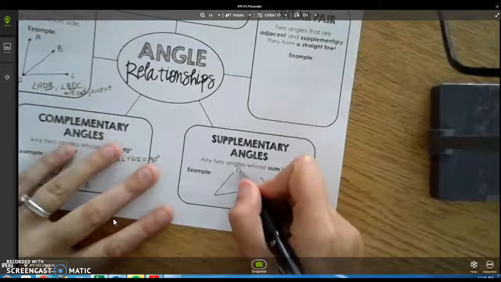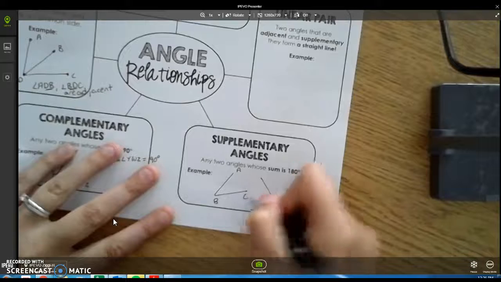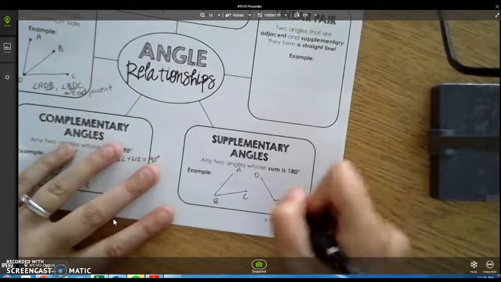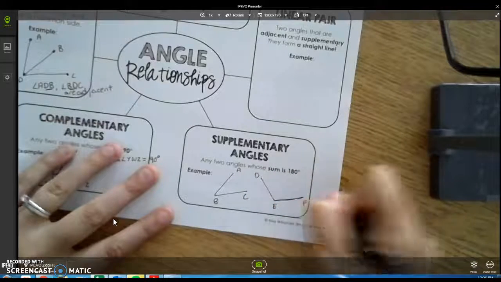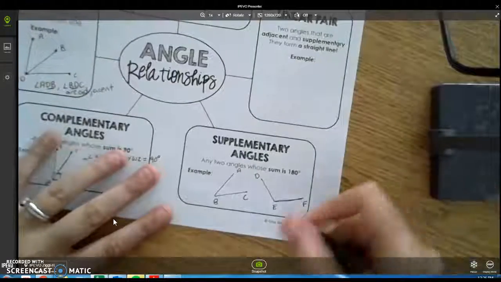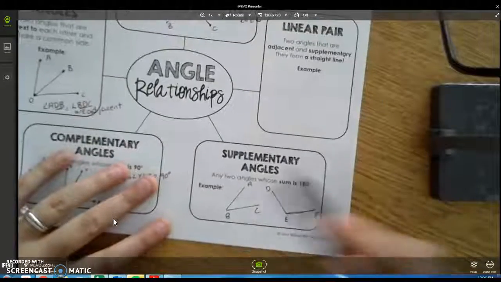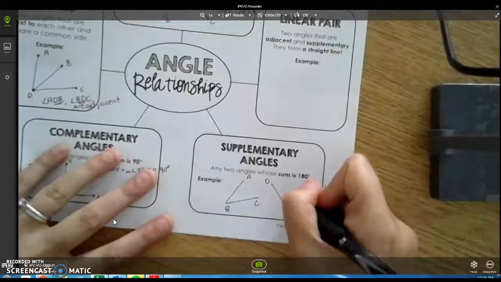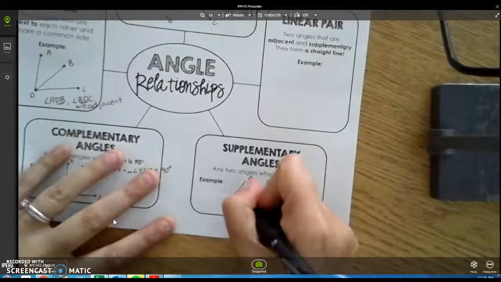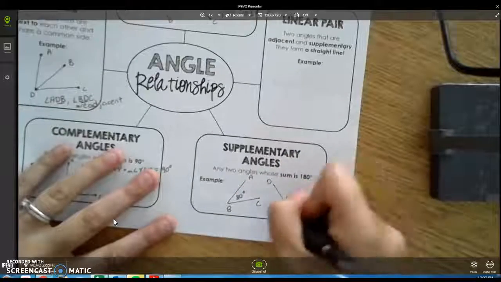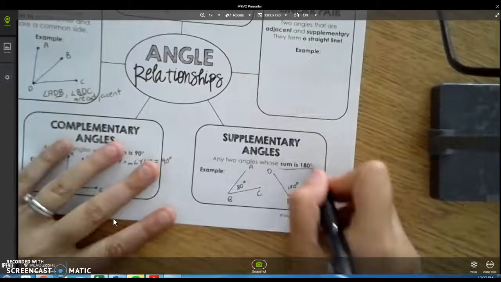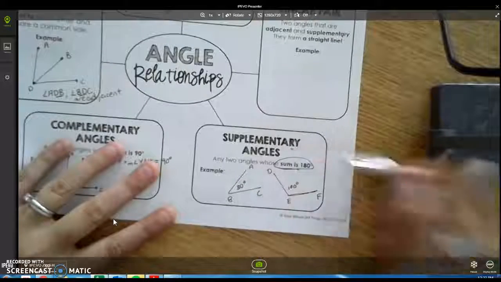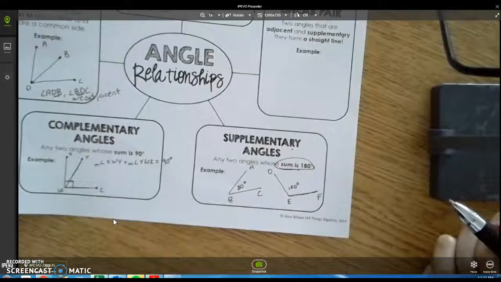So let's call this angle ABC and angle DEF. These are not adjacent, right? They don't share a common side. But if I know that this one is 100 degrees and this one is 80 degrees, they're going to add to 180, right? So they would indeed be supplementary.